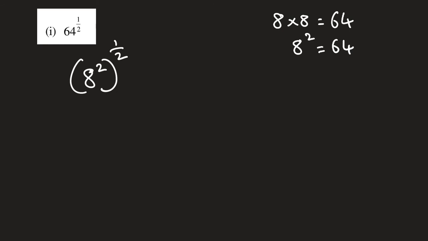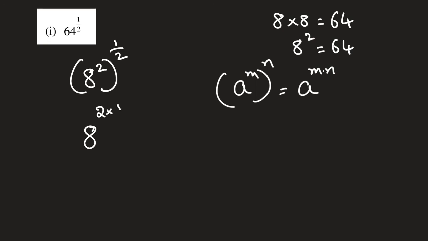Now which law comes to your mind? Which law of indices? A to the power m, the whole thing to the power n is what? A to the power m times n. So can I apply the law over here? 8 to the power 2 times half. 2 and 2 cancels. So we are left with 8 to the power 1, which is simply 8. So this is all about the law of indices for your grade level so far.